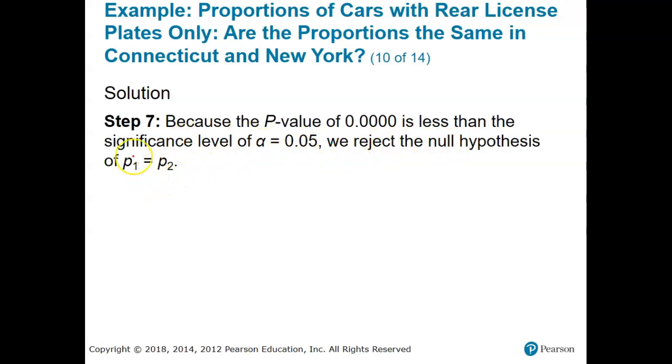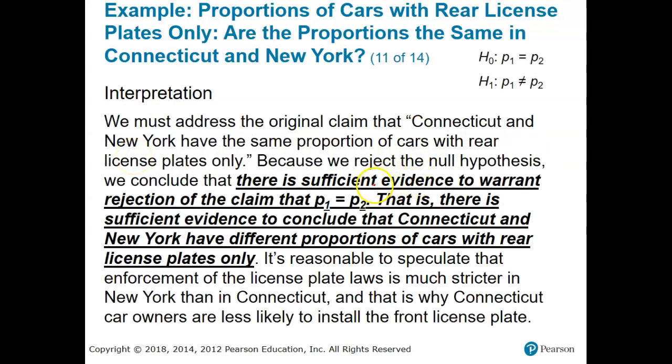So we reject this null hypothesis, and so there is sufficient evidence to warrant rejection of the claim. So this was our claim, and we said we're going to reject the null hypothesis. So there is sufficient evidence to warrant rejection of the claim that the two were equal. Or there is sufficient evidence to conclude that Connecticut and New York have different proportions of cars with rear license plates only.